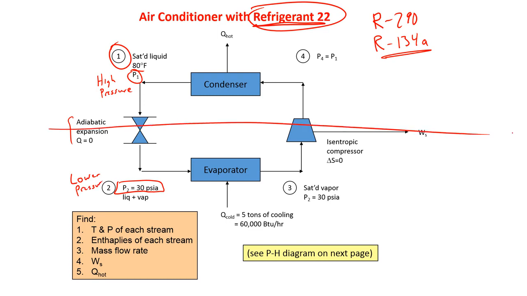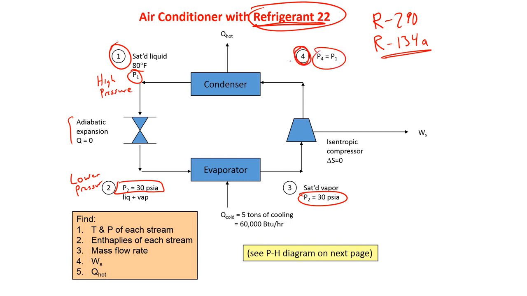If I just drew a line right here, this is an expander. That's a compressor that increases the pressure. Okay, and then it stays at 30 psi here. Now the 4 and the 1. Okay, so 4 and 1, those are going to be the same pressure. Okay, and 2 and 3, those are going to be the same pressure as well.